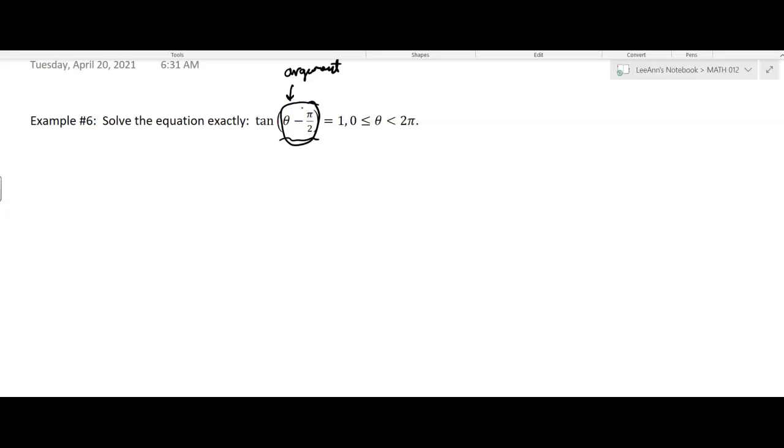So what we're going to do is think of this as some angle, theta minus pi over 2. And what we want to know is, well, what angle gives you a tangent that's 1? Okay, so you can think about, okay, where is tangent 1? Well, it's positive 1 in the first quadrant at pi over 4.